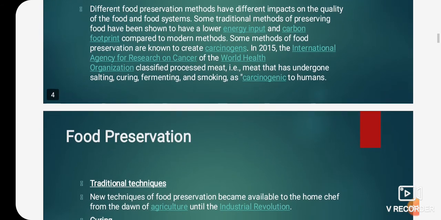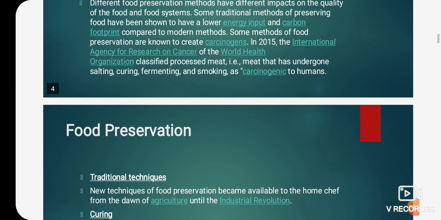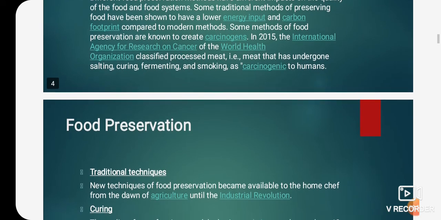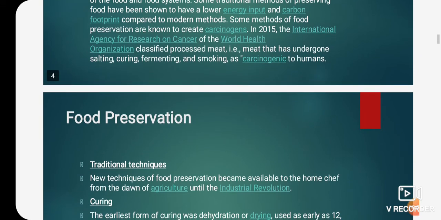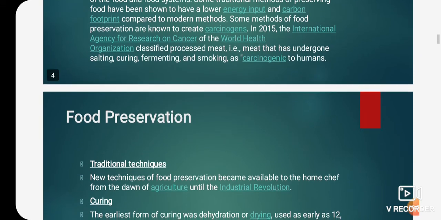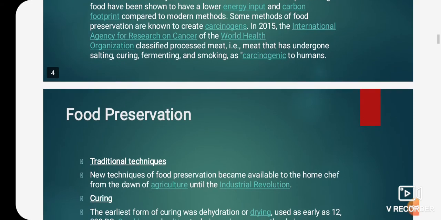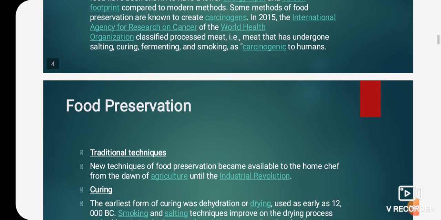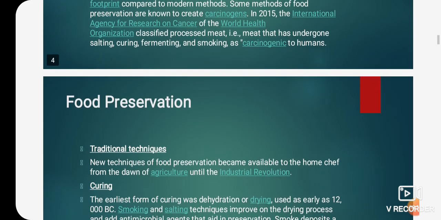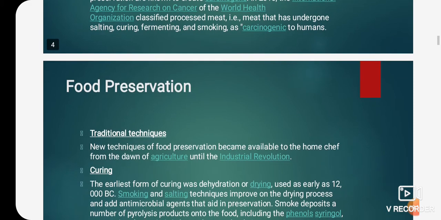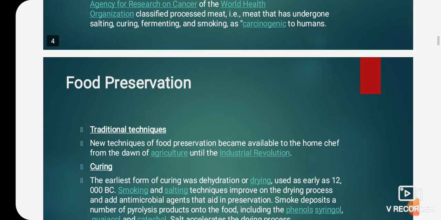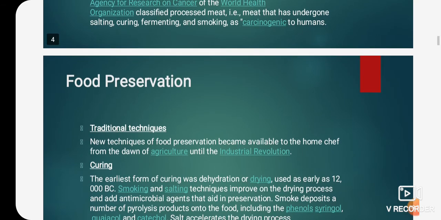Students, now we are going to study the traditional techniques of food preservations. New techniques of food preservation became available to the home chef from the dawn of agriculture until the Industrial Revolution. Curing, the earliest form of curing was dehydration or drying, used as early as 12,000 BC.